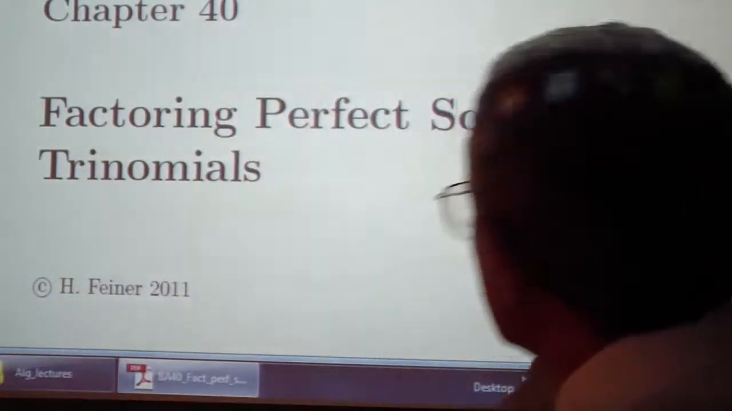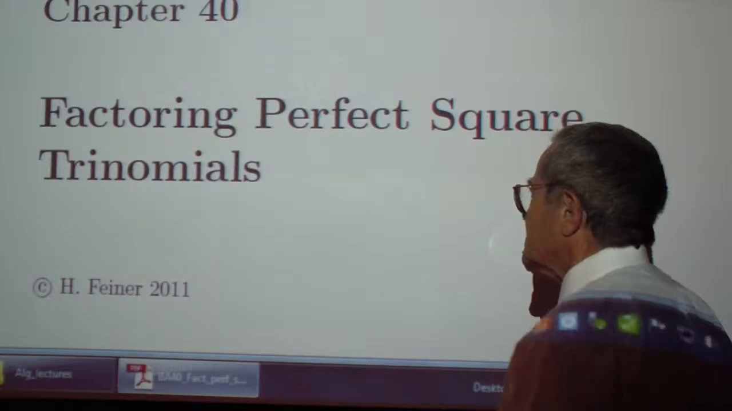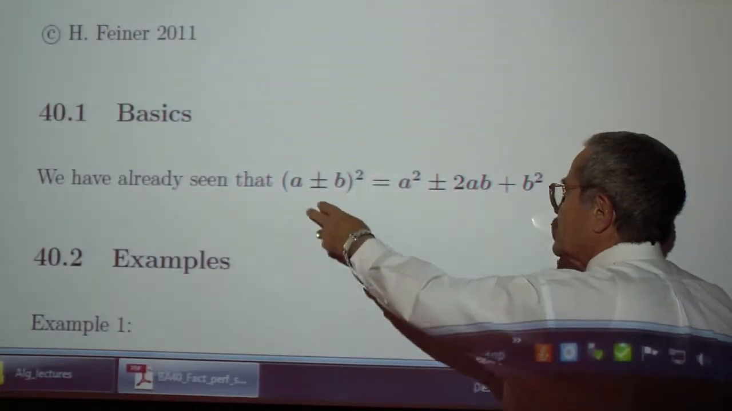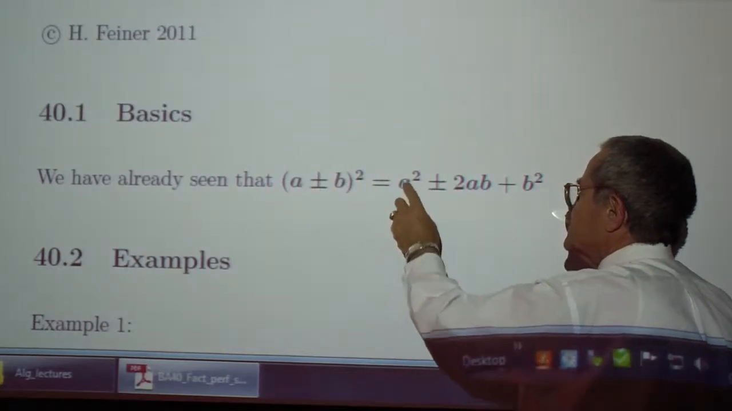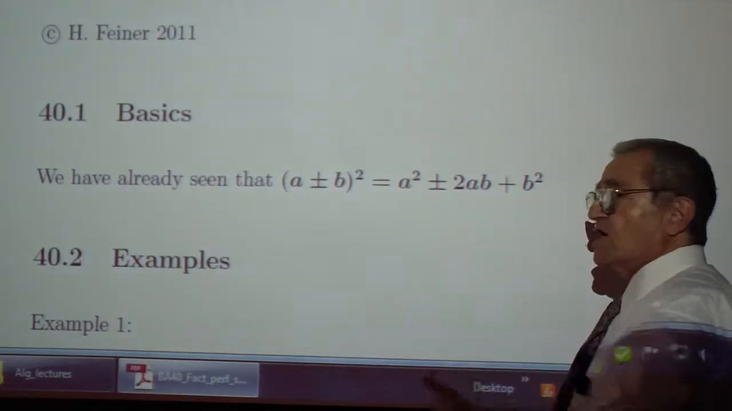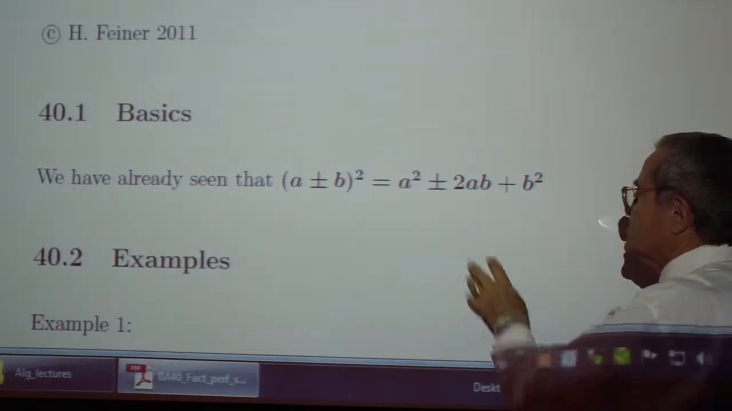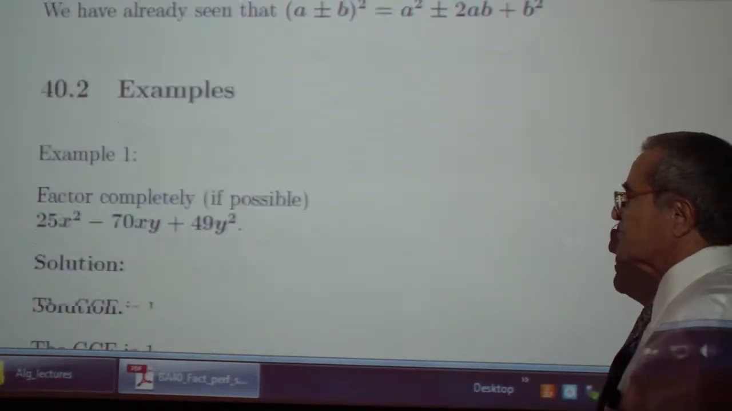Chapter 40, Factoring Perfect Square Trinomials. We've already seen that a plus or minus b quantity squared is a squared plus or minus the double product 2ab plus b squared. Don't forget the double product.